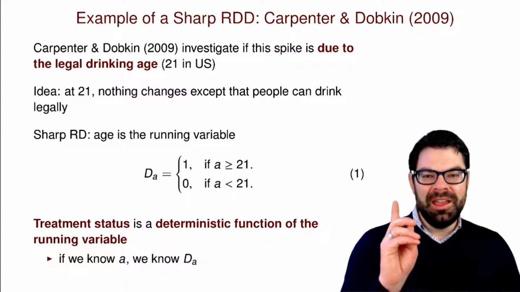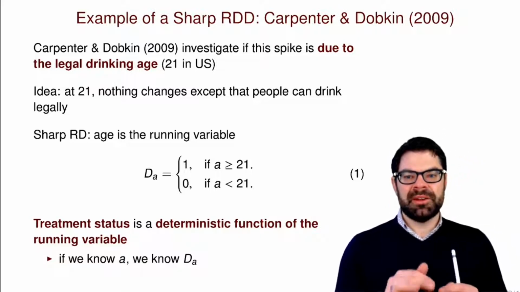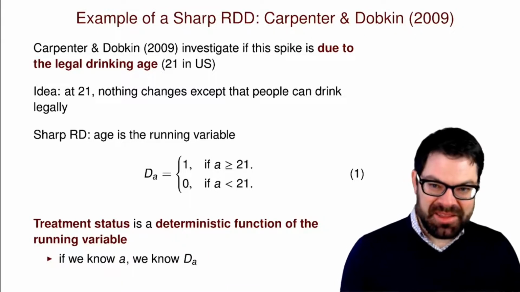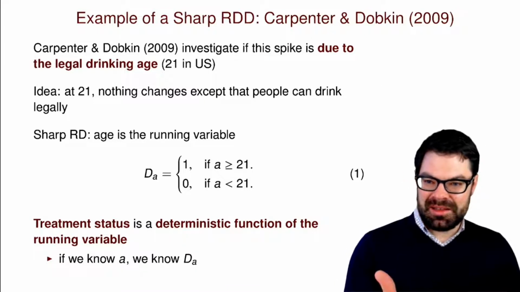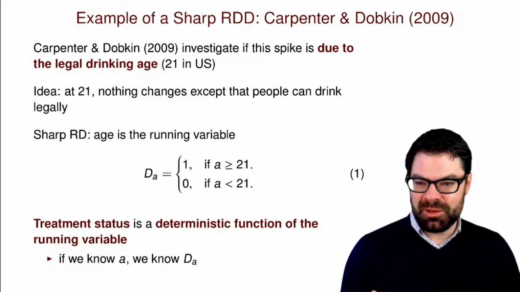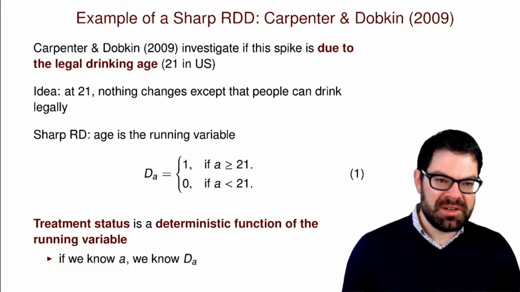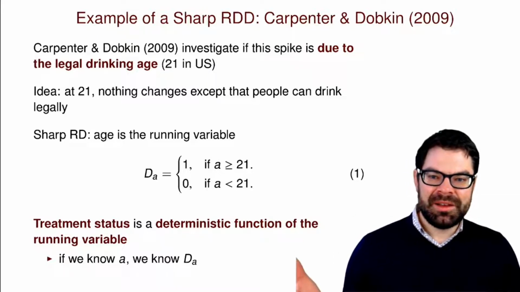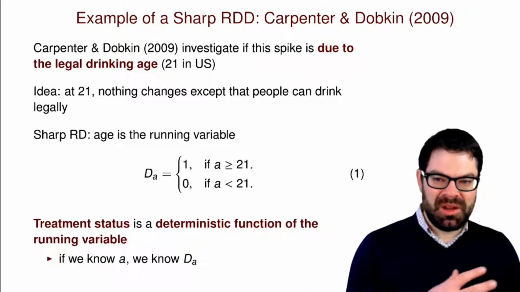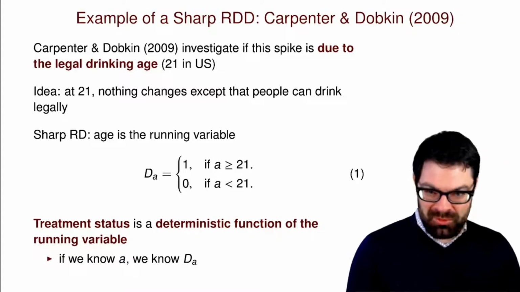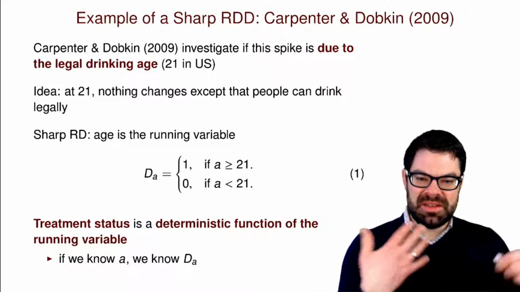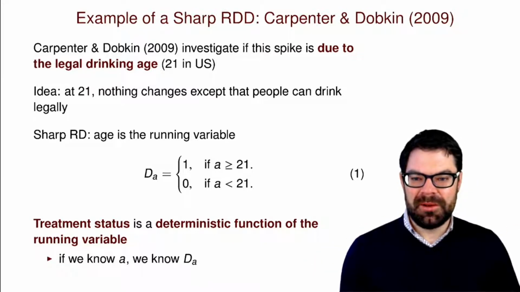However, if the question was rather what is the effect of actually drinking on the outcome, on the likelihood of dying, then that would be a fuzzy regression discontinuity design, because it's not that no one would have drunk before and people would then start drinking right after and everyone would do so. But what we can expect is that there is a jump in the likelihood of drinking.